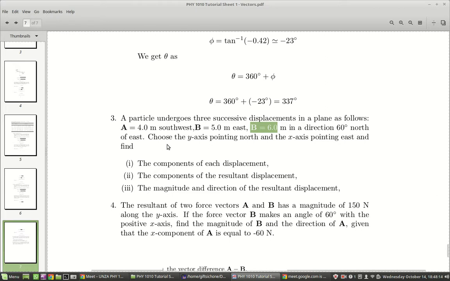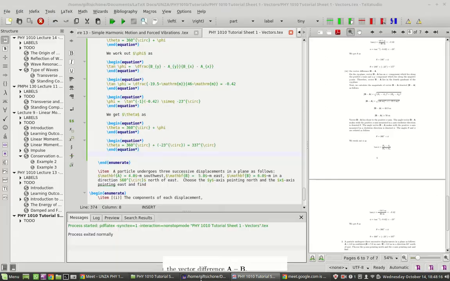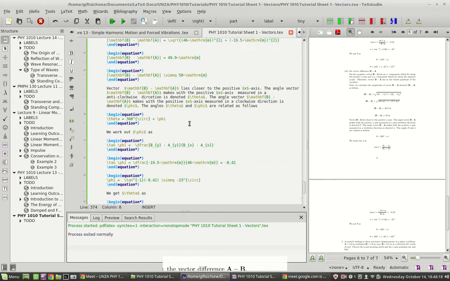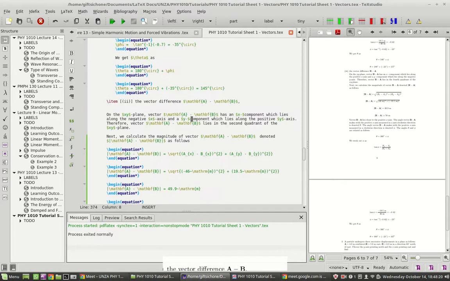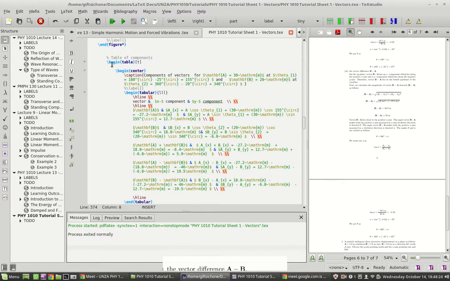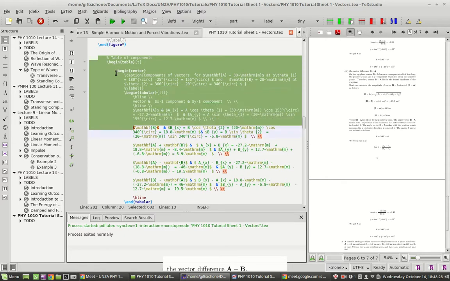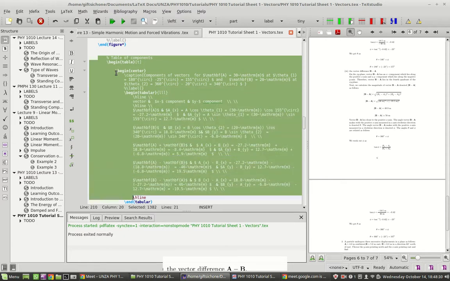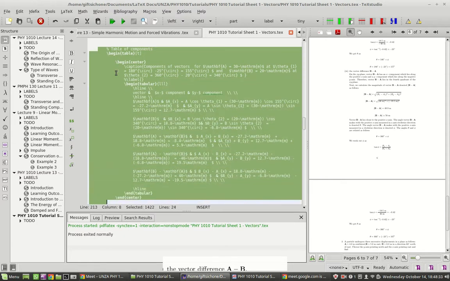So if we make our table, let me try to do that. For this one, we need to copy one of these tables, then modify them. So we can just work out probably the components and the directions.